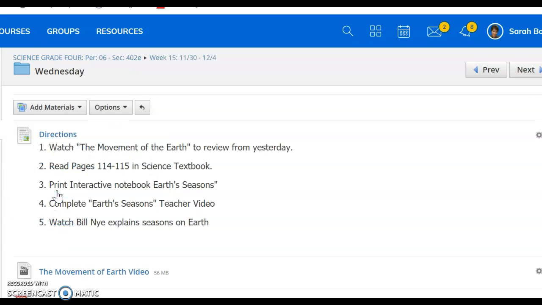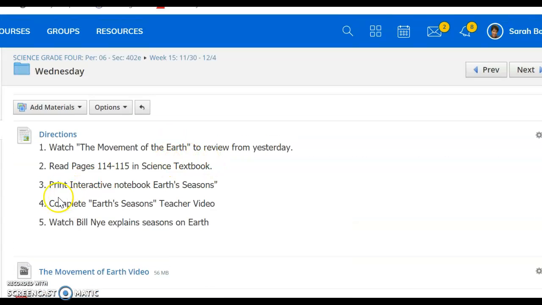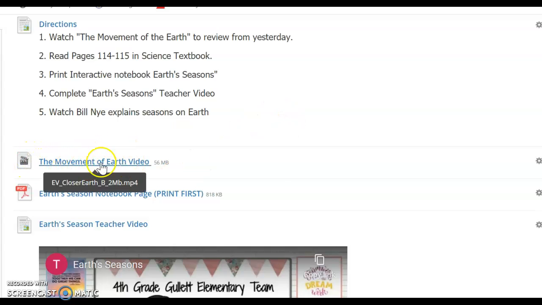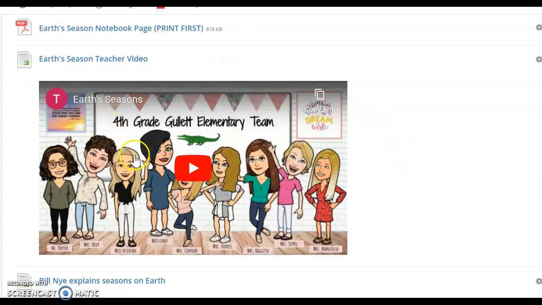So when we look at Wednesday's folder, you have an interactive notebook page that you are going to need to print. This one explains and focuses on Earth's seasons and what causes the different seasons here on Earth. So after you print that notebook page, then you're going to want to read pages 114 and 115 in your science textbook. There's a video that you are going to watch. It's just this link right here, and it will review what you learned yesterday. Then you are going to work again along with Miss Curry to complete that interactive notebook page explaining Earth's seasons.